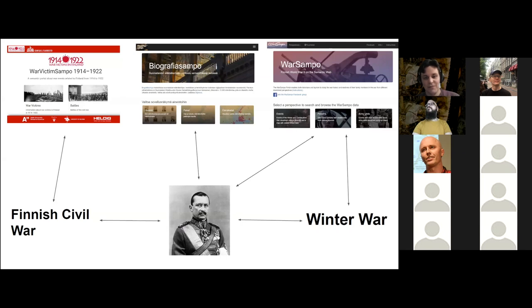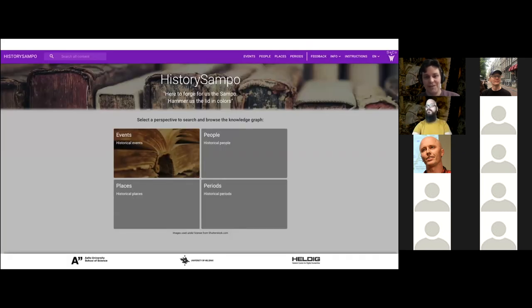So maybe we can combine these things. After all, the data tends to be in open SPARQL endpoints and can be used by any application. And here is the current front page of the HistorySampo, and you can see that there would be perhaps multiple perspectives. There would be the events, but also people, places, periods, times, and so on. That is what we can come up with.